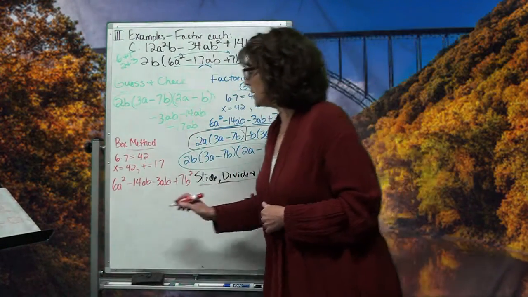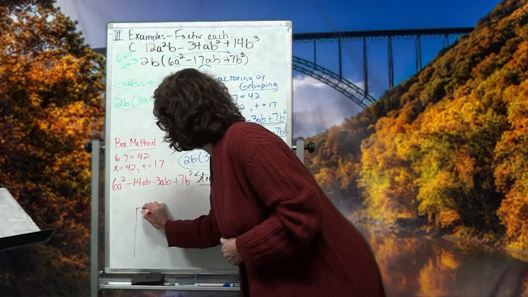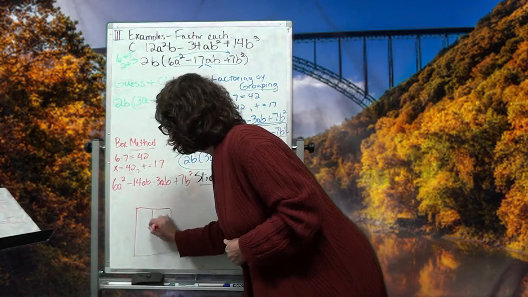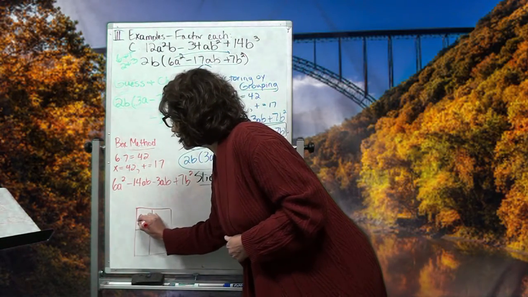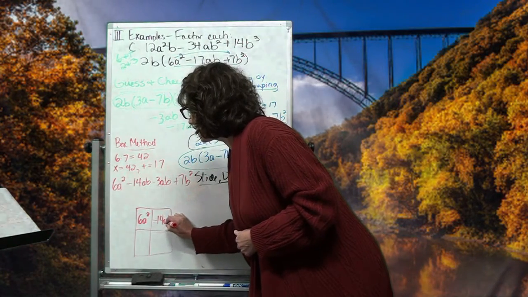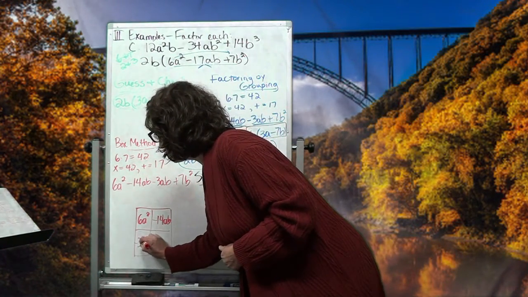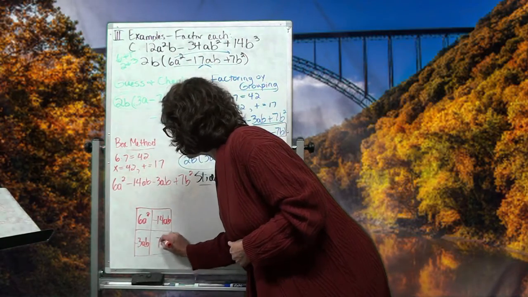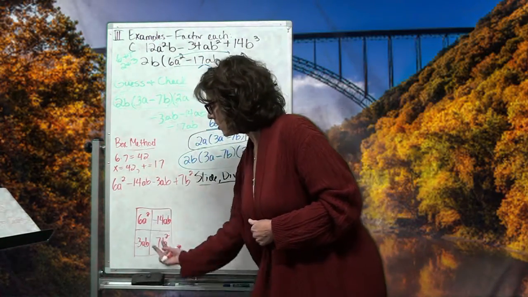Now instead of splitting or pairing these up, I'm going to put them inside my box. And so my 6a squared will go here. My minus 14ab will go here. My minus 3ab will go here. And my 7b squared will go here. I will factor across and up.